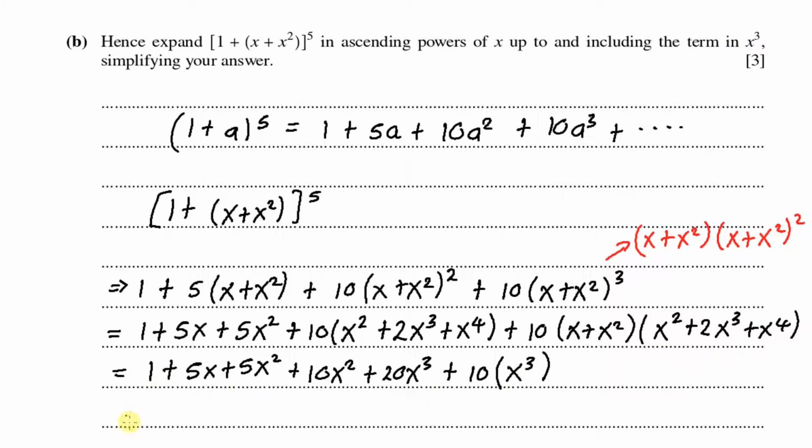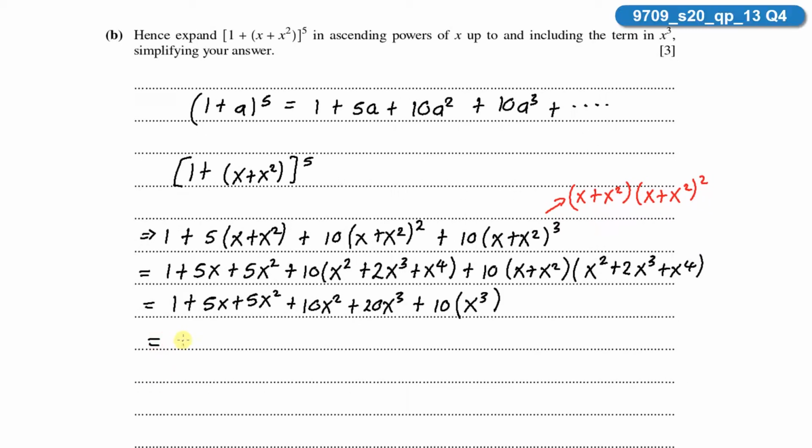So we can now simplify this to 1 plus the terms in x, we only have 5x. Then the terms in x squared, we have 5x squared and 10x squared. So that gives us 15x squared. And the terms in x cubed, we have 20x cubed and 10x cubed, and that's 30x cubed. So these are the only terms in ascending powers of x up to and including the term in x cubed. That's our answer right here.